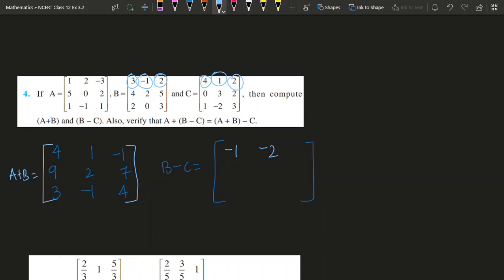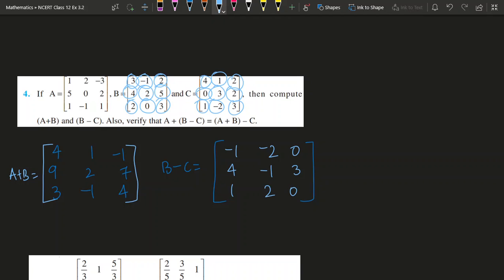2 minus 2 gives you 0. 4 minus 0 gives you 4. 2 minus 3 gives you negative 1. 5 minus 2 gives you 3. 2 minus 1 gives you 1. 0 minus negative 2 will be 0 plus 2, so 2. And 3 minus 3 gives you 0.